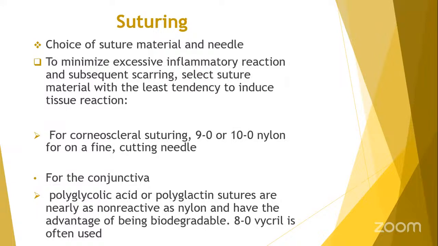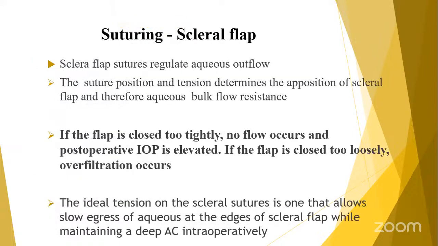You want to, first of all, suture your scleral flap. You choose sutures that will not cause excessive inflammation. That's why we use the 9-0 nylon for the corneoscleral suturing. Okay, and the needle is a fine cutting needle. And for the conjunctiva, we use the 8-0 Vicryl suture.